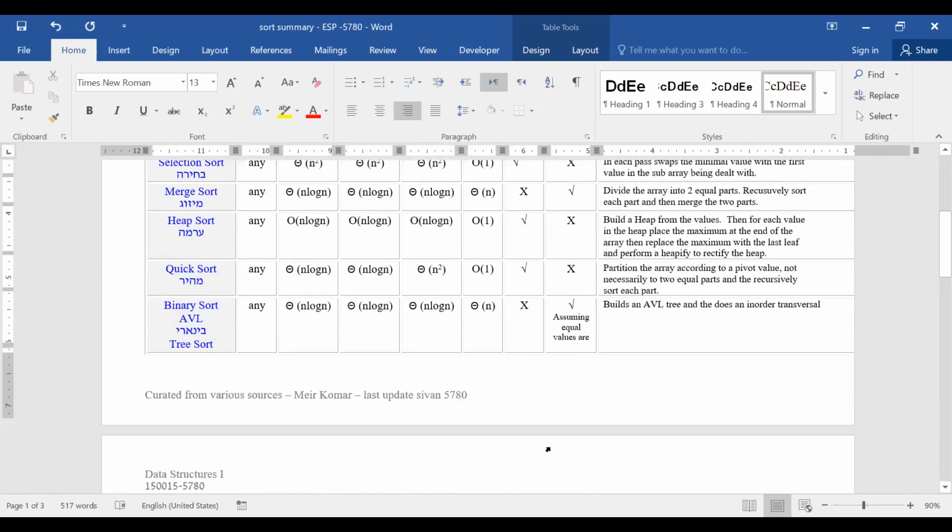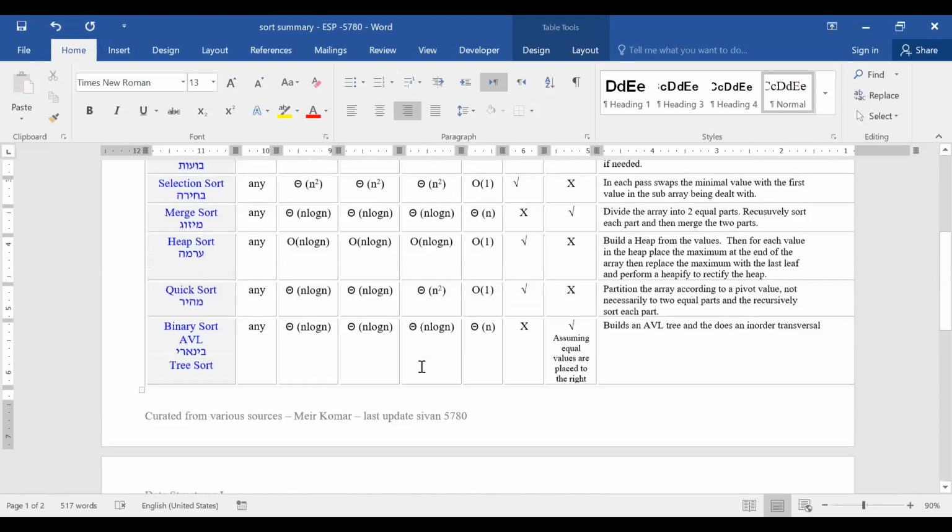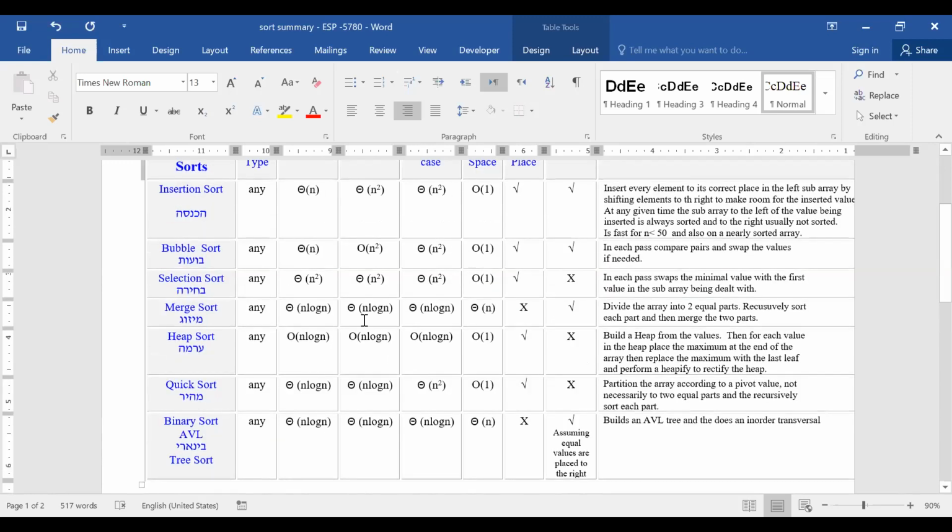While we're on this page, could I ask a question? Wait, how did that happen? Sorry. I'll have to fix this for you guys. While we're on this page, I have a question about merge sort that I was thinking about. Merge sort, yeah.